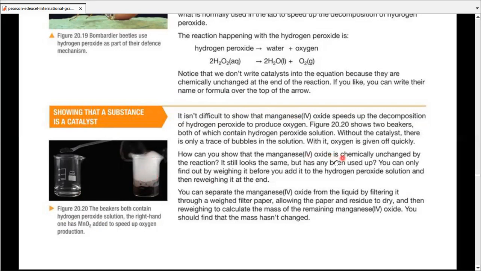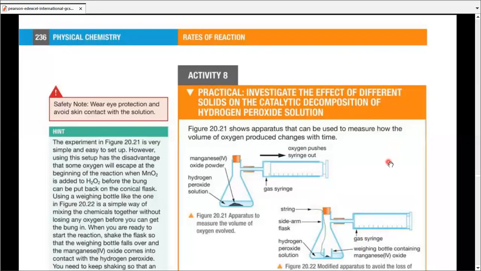But how can you show that MnO2 is chemically unchanged by the end of the reaction and it hasn't been used up? We can easily separate it from the liquid. How? Filter it. Weigh a filter paper. Allow the paper and residue to dry. Reweigh it, and you can actually calculate the mass of remaining manganese peroxide. You would find that the mass does not change. So the mass we added over here and the mass that we filtered out and reweighed will have no change, proving MnO2 was never consumed in the reaction. Make sense? Right? Yes. Good. So let's go for an activity.